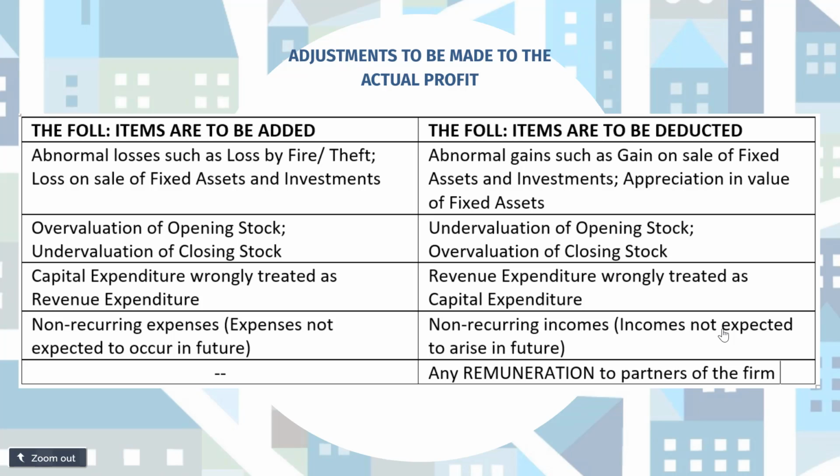Non-recurring incomes not expected to arise in future. Since we are trying to find out the future profits, all non-recurring incomes which have occurred in the past have to be deducted while arriving at the future profits. And in case any remuneration to partners of the firm has not yet been deducted, the same has to be deducted to arrive at the future maintainable profits.